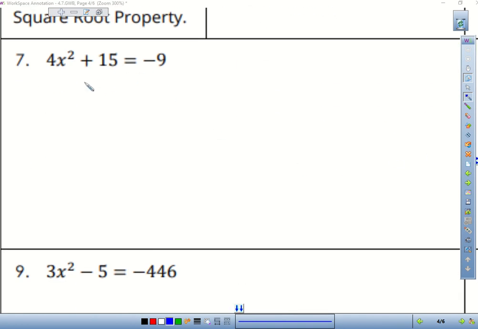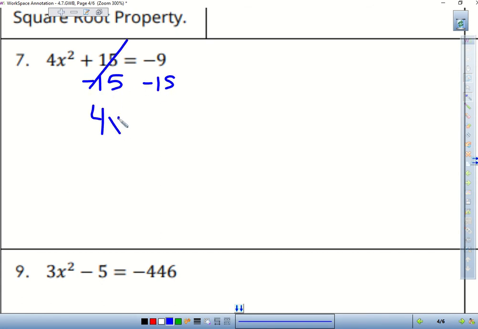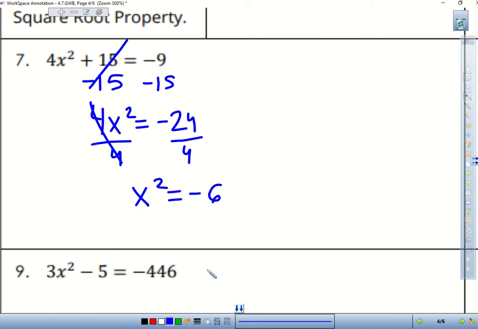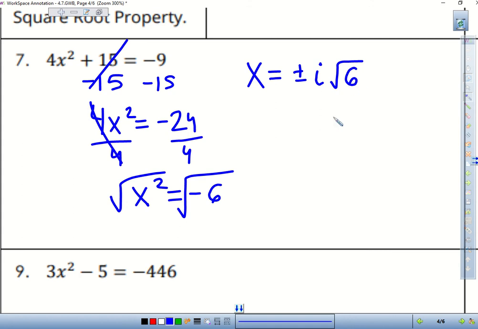So number 7, I'm going to subtract 15 on both sides. That's going to give me 4x squared is equal to negative 24. I'm going to divide both sides by 4. I've got x squared is equal to negative 6. I square root both sides. That gives me x equals plus or minus i radical 6. Make sense? Okay.